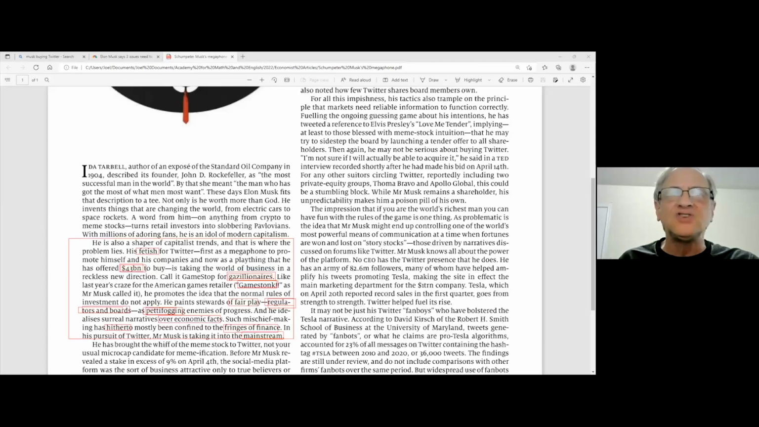And he looks at those people who want it to be fair play as pettifogging enemies of progress. Did you happen to note what pettifogging means, Grace? It was one of the vocabularies. Did you know what it meant? If you didn't, that's okay. I'll explain it. It means placing undue emphasis on small details.